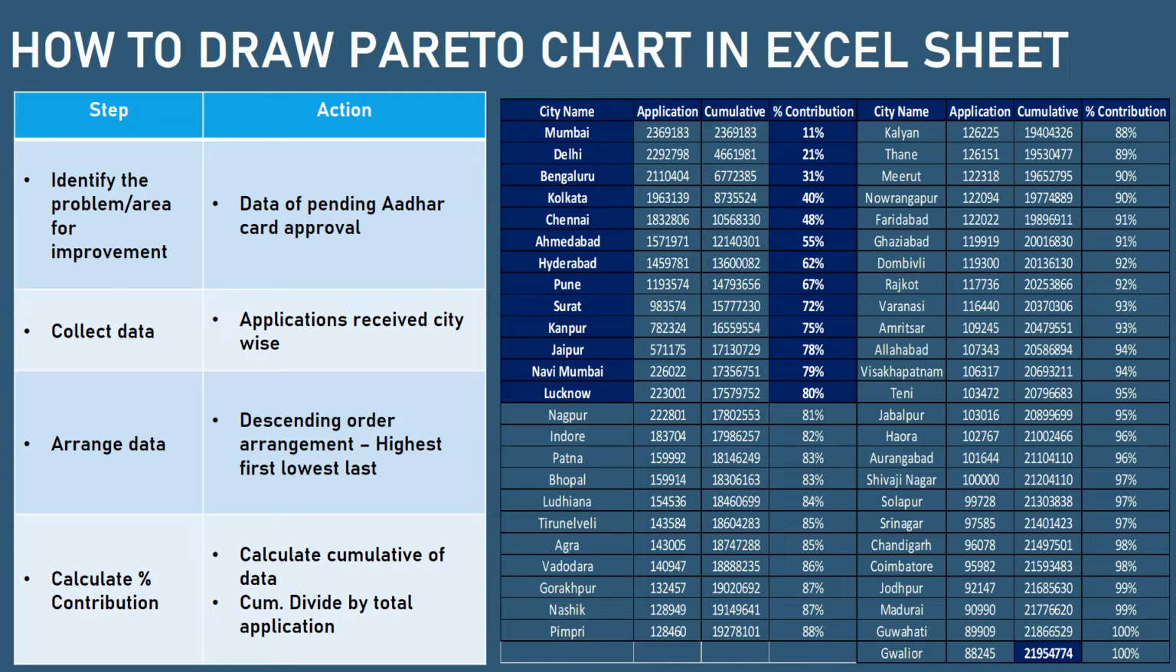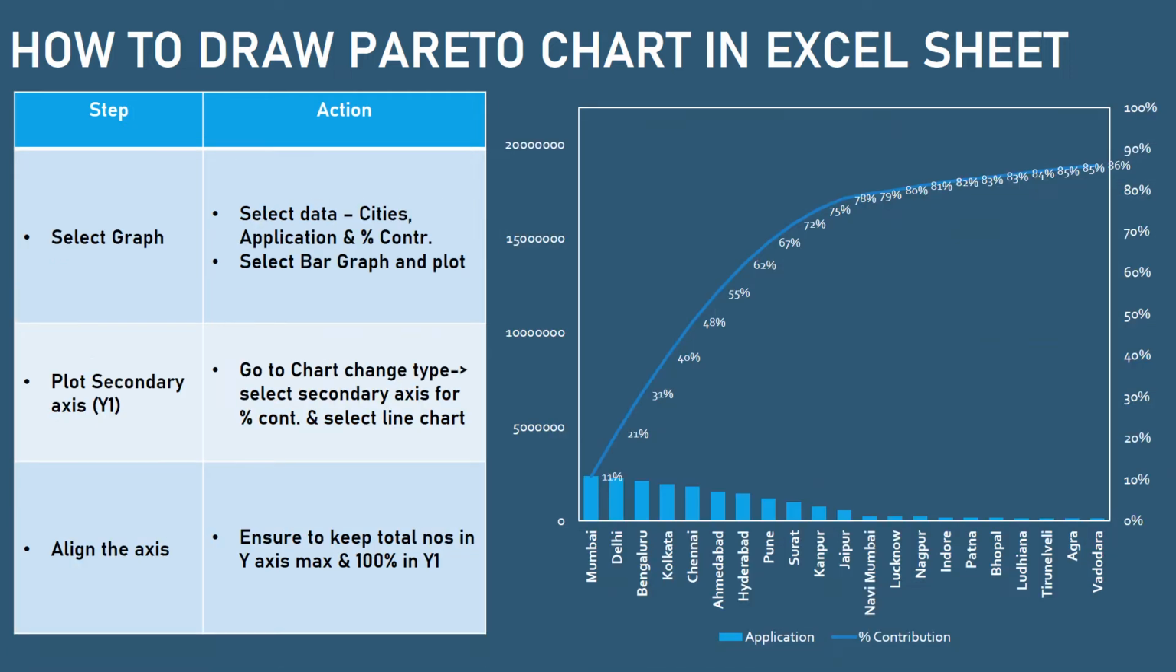So after calculating this, we have to go for it. Now let us draw it in Excel sheet. So what we need to do, we need to select a graph. There we need to take only 3 columns in that Excel sheet, from the data we have seen in the previous slide. The first column is cities, then application pending and percentage of contribution. So we don't want to take the cumulative column for the graph preparation.